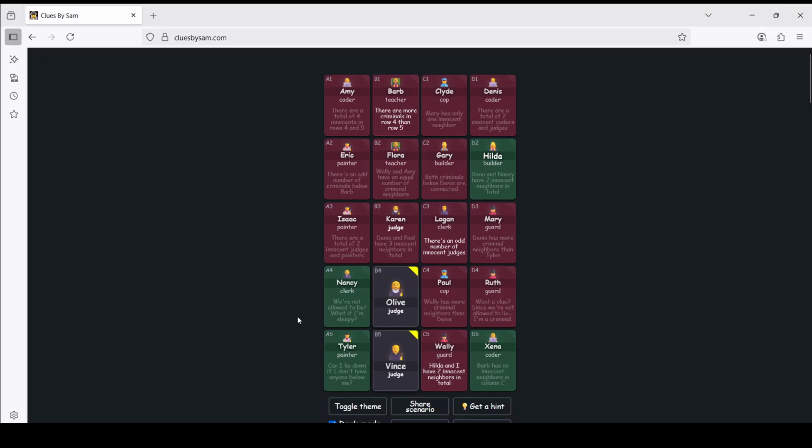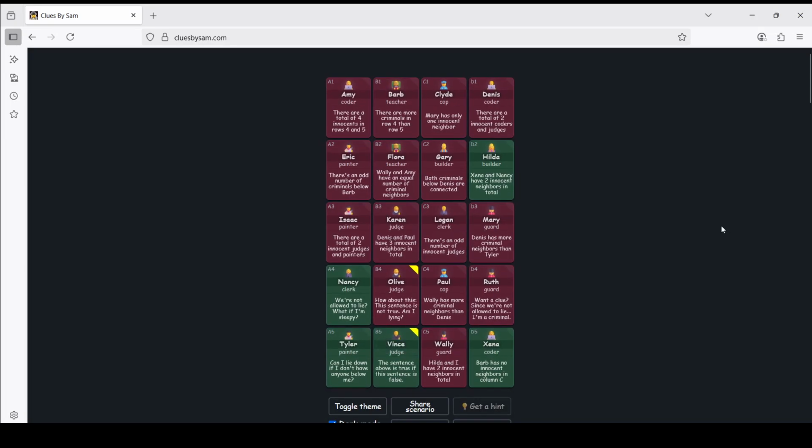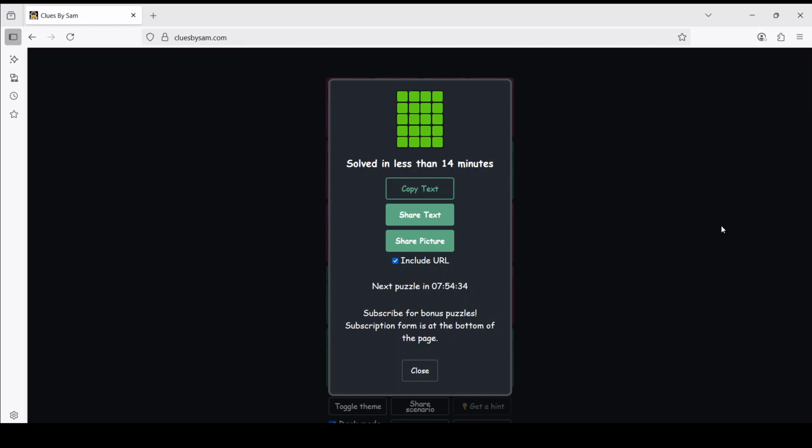So if Olive is a criminal, that gives us 3 criminals in row 4 and 1 criminal in row 5. If Olive were innocent, that would be 2 and 2, because then Vince would have to be a criminal. So Olive is the criminal, and Vince is an innocent. And now we have solved this Clues by Sam. You probably could have done it in a slightly different order than I did, but yeah, we have now solved it. Thanks for watching and listening.